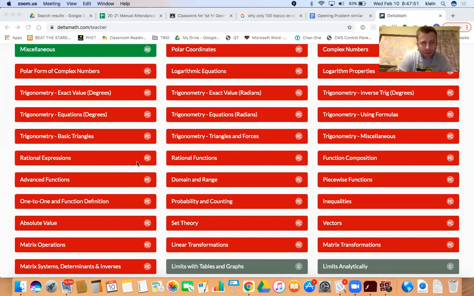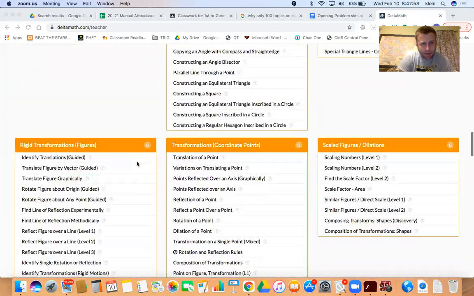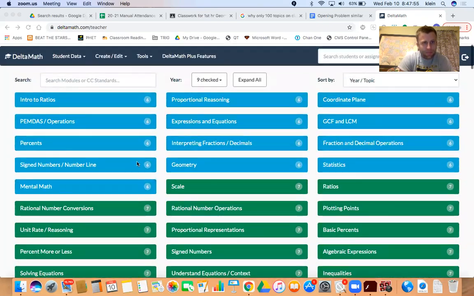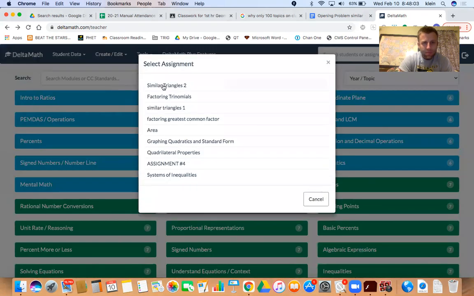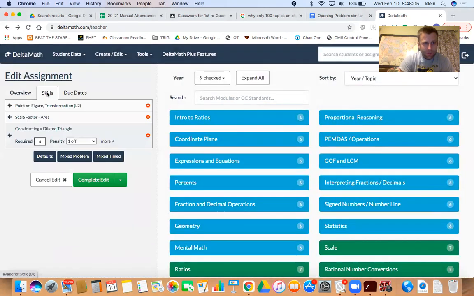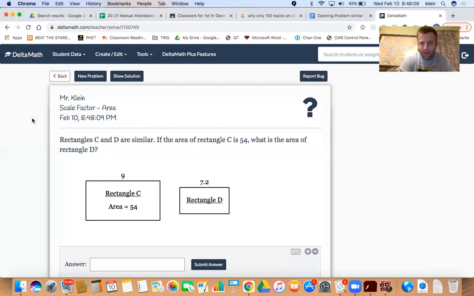Okay, I'm gonna walk you through a few of these Delta Math problems for today. They're mostly stuff we've been doing, but it is a little step farther. I think the first skill shouldn't be a big deal. That's a review. The second skill, scale factor and area, is a little more about area.